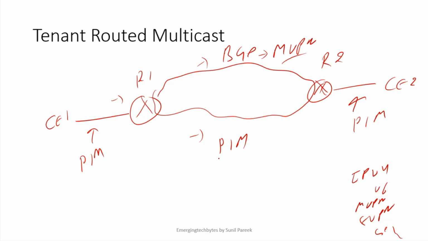So you don't need PIM here. PIM is only here and here. If you understand this, you are basically one step closer to understanding all these 30 profiles that I was talking about, and this TRM in the data center or this EVPN fabric.